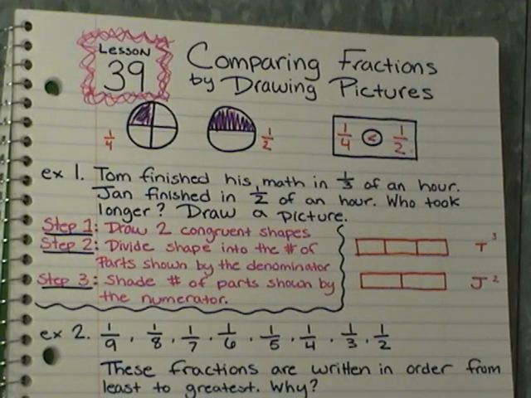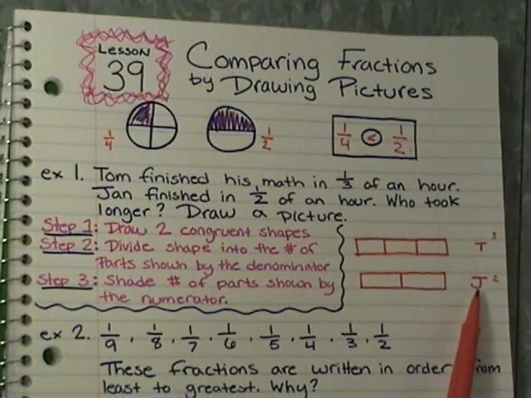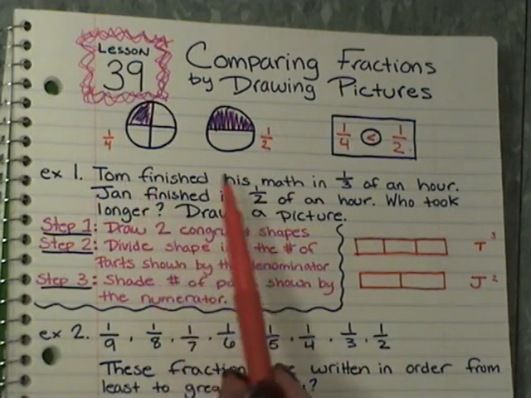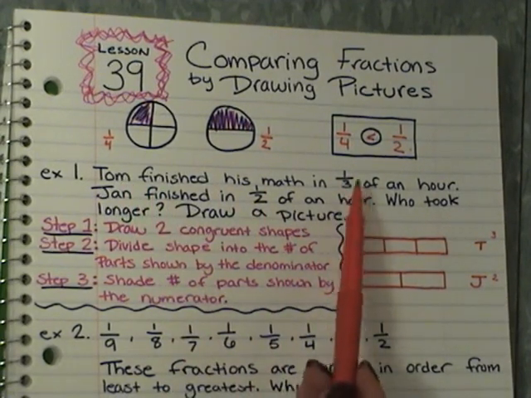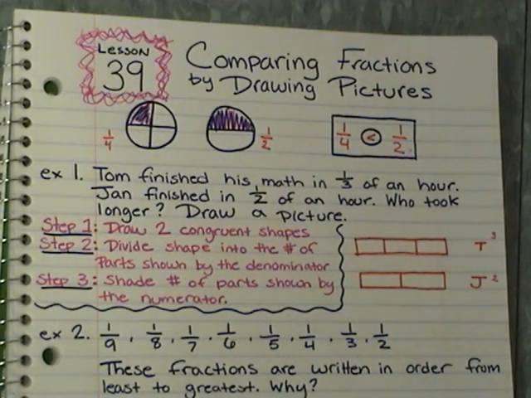Now I took my shapes. Number 2 says, divide the shape into the number of parts shown by the denominator. So that's what I did. I looked at the denominator, 2 for Jan, so I divided Jan into 1, 2. Tom finished in 1/3. The denominator is 3, so I broke it into 1, 2, 3 parts. All right, and now I'm on to step 3.